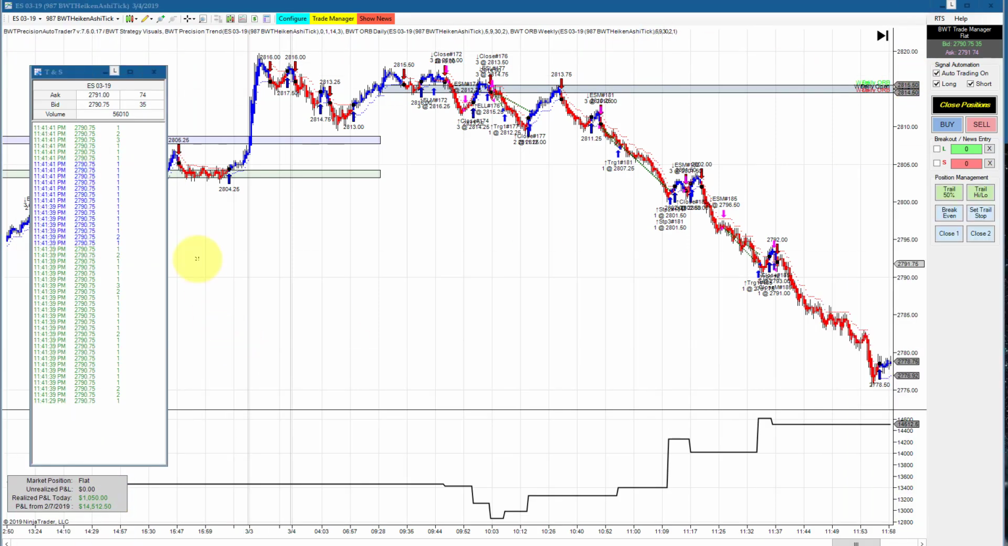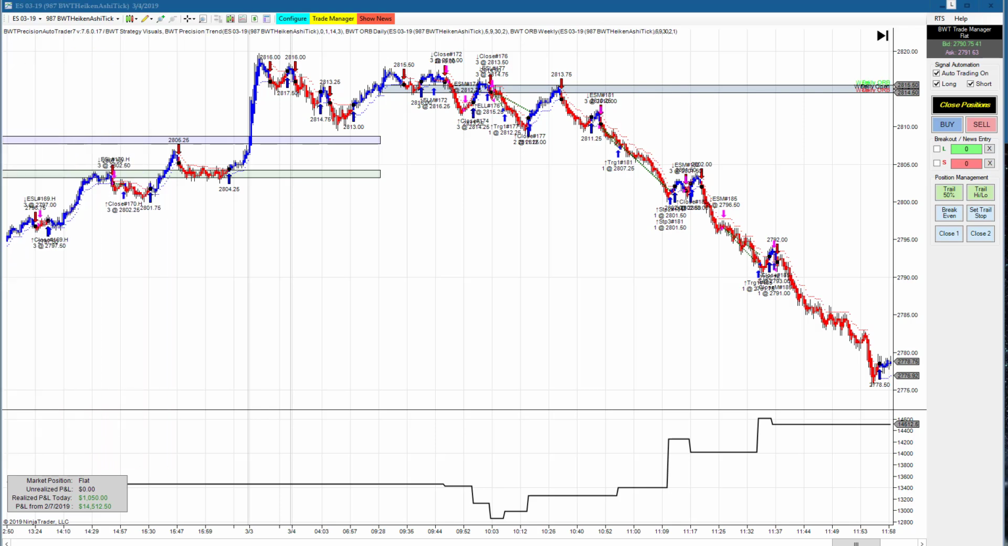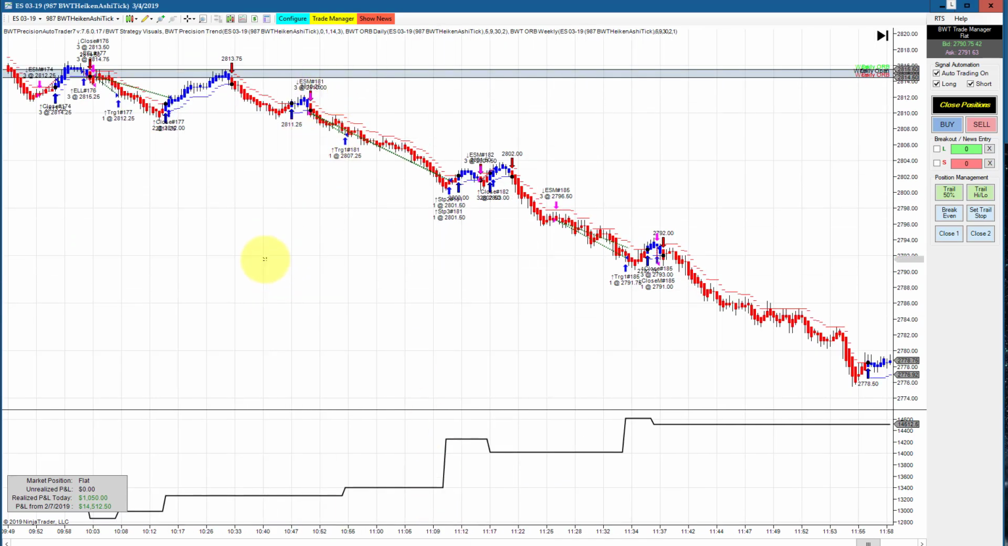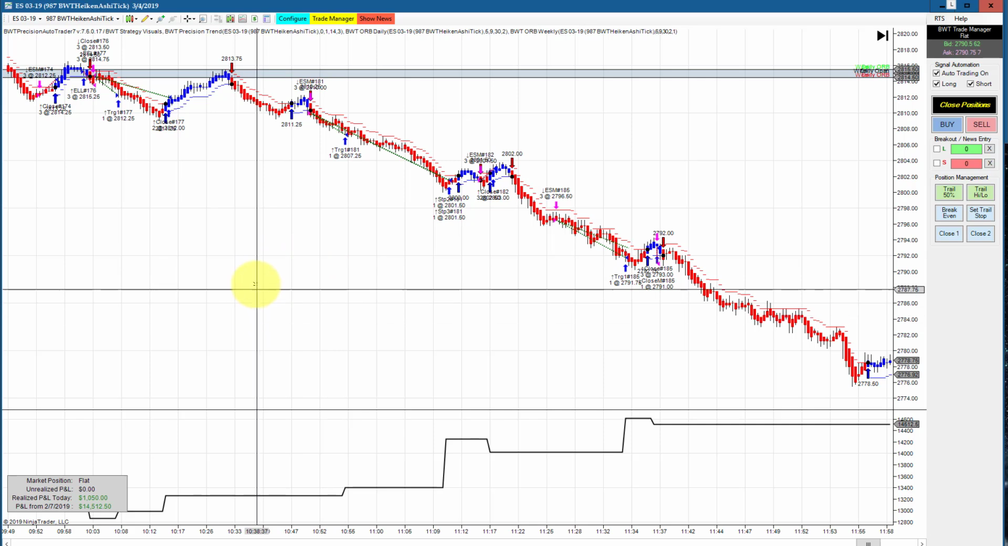So I just want to bring over the time and sales. You can see it's 11:41 p.m. and the S&P is trading at 2790.75. I haven't refreshed my charts. If I did, there'd be an H next to the trades, and you can see the trades here. And on this chart, we have something new to show you.